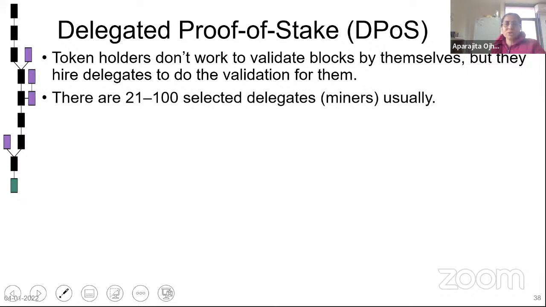Then there is delegated proof of stake, sorry. Token holders don't work to validate blocks by themselves, but they hire delegates. Like, I take some work of cleaning the entire ground of Pragati Maidan for some show, but then I will sublet this to n number of people.